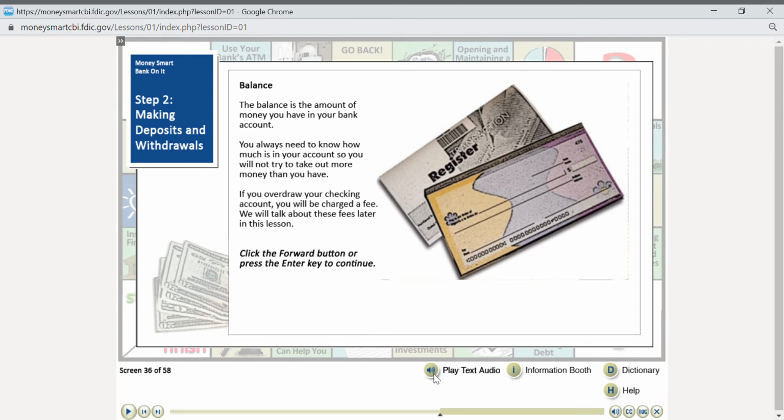Balance. The balance is the amount of money you have in your bank account. You always need to know how much is in your account so you will not try to take out more money than you have. If you overdraw your checking account, you will be charged a fee. We will talk about these fees later in this lesson.